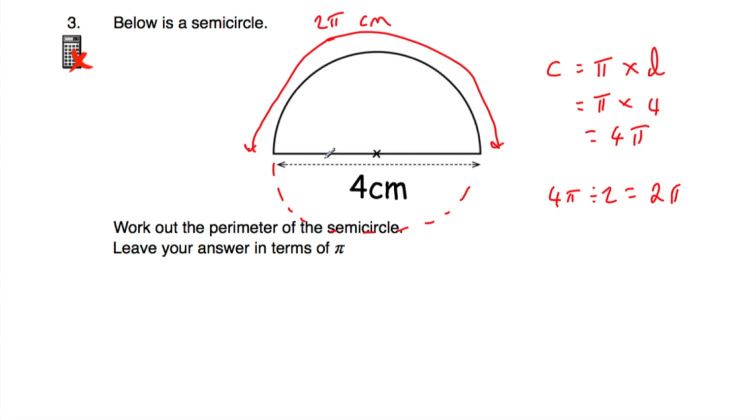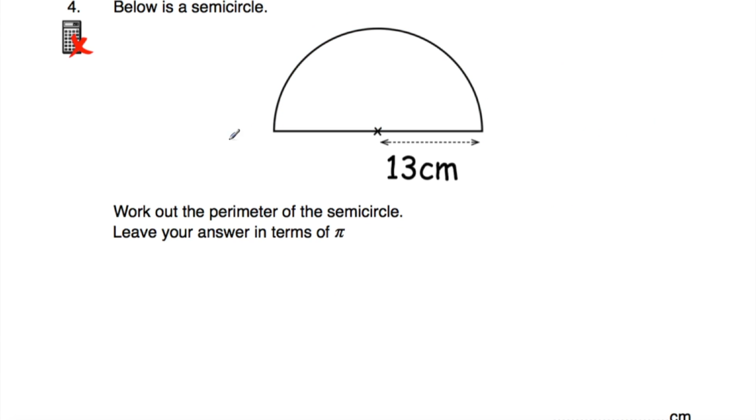We know that the length of the base, or the diameter, is 4 centimeters. So we would add those two together to find the perimeter of the semicircle. So the answer would be 2 pi plus 4 centimeters. Now we can't simplify this, so that's our answer, 2 pi plus 4 centimeters. Or you could write 4 plus 2 pi centimeters, write it the other way around if you wish, and that's it.